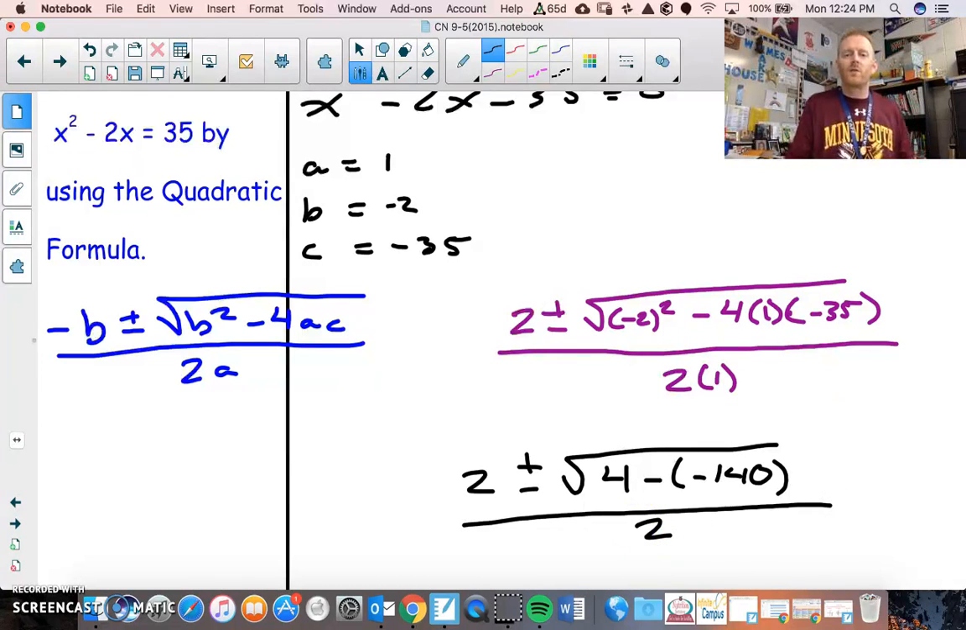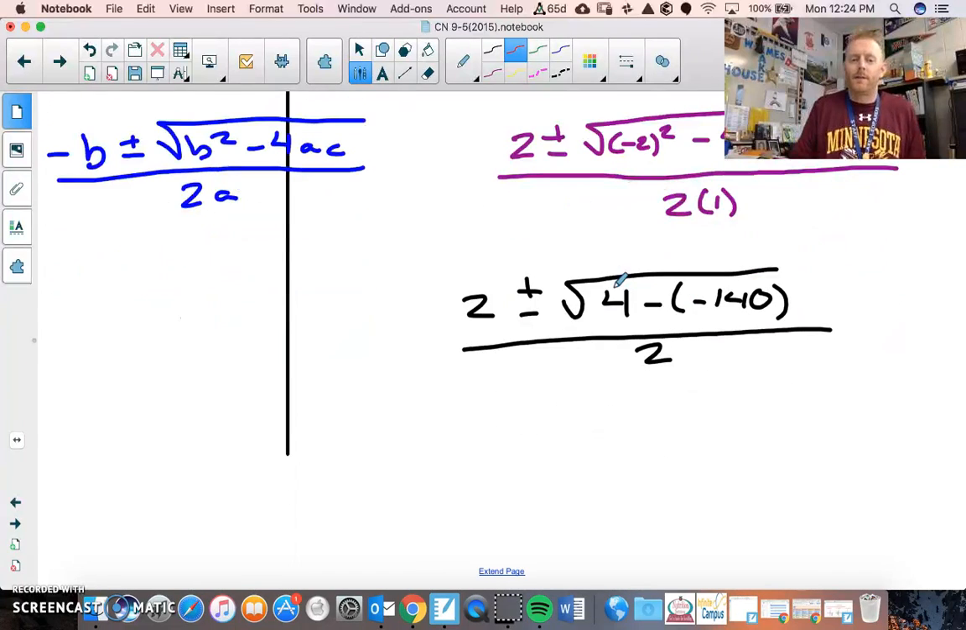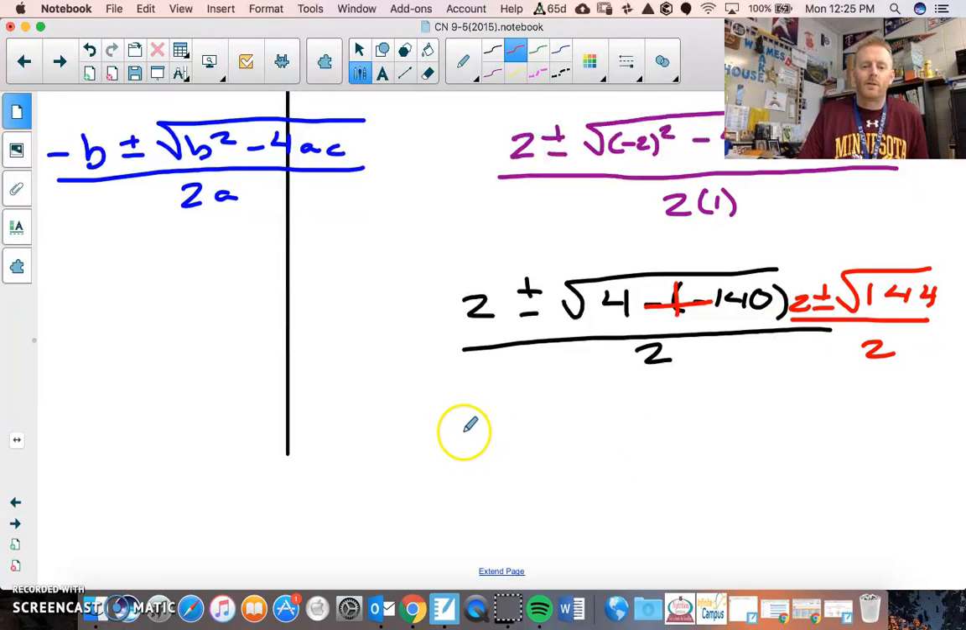So if we keep simplifying here, my process turns this into a plus. So we get a 144 on the inside of that square root, and we have a 2 plus or minus. All of it's over 2 still. So this turns into 2 plus or minus the square root of 144, which is 12, over 2.